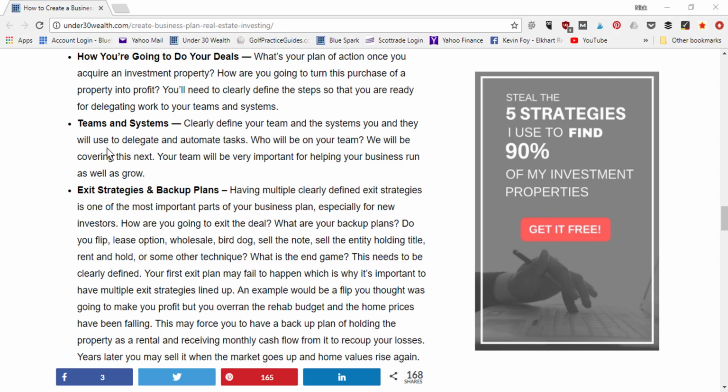So that goes along with teams and systems. We just talked about setting up that system, that flow chart of how you want things to go. And you also need to get all your team members in order. So you need to call around to different real estate attorneys in your market, find one that charges at a reasonable rate that can work with you. He could set up your legal entity. He could handle any contracts you need drawn.